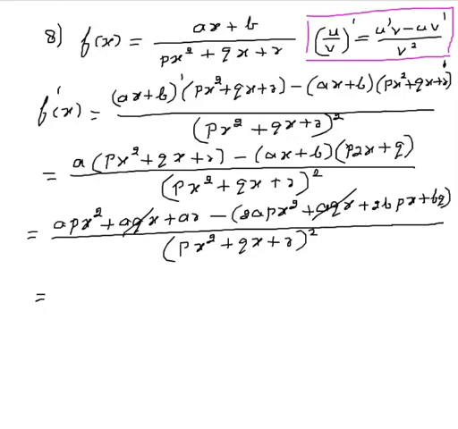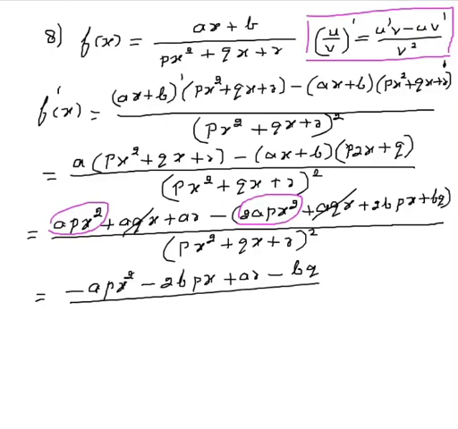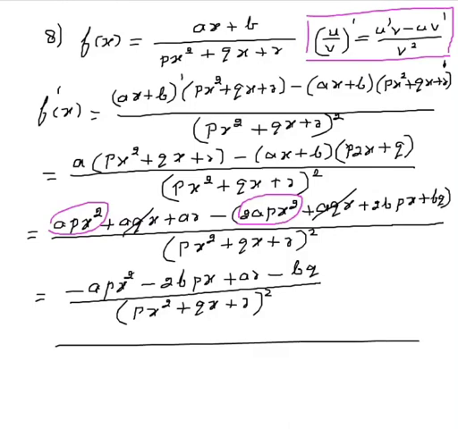aqx is getting cancelled. And we have like terms here. apx square and minus 2apx square will become minus apx square. And then we have one x term. Distribute the negative sign. So it becomes minus 2bpx plus ar, and the last term is minus bq divided by px square plus qx plus r the whole square. No need to expand the denominator.